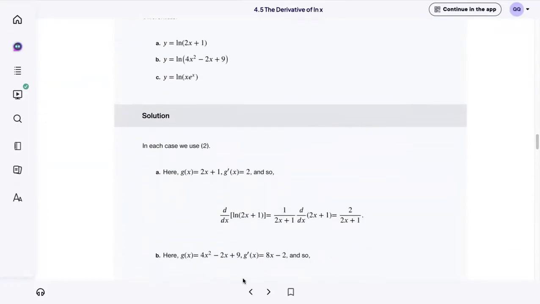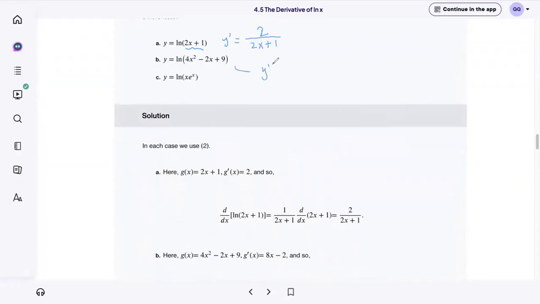Let's see these examples. We want to differentiate them. So this one, y prime equals first 1 over 2x plus 1. Then the derivative of the inside, which is 2. 1 times 2, which is 2. So 2 over 2x plus 1.